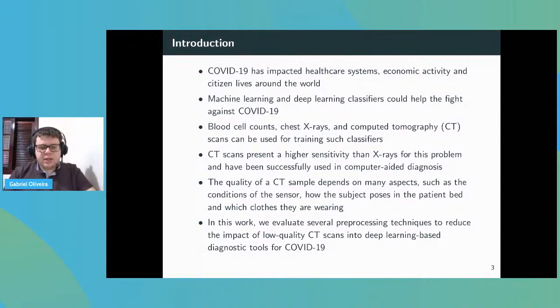Considering the CT scans, they present a higher sensitivity than X-ray images for this problem and have been successfully used in many diagnostics of diseases using computer programs. However, this kind of data has some problems. For example, the different conditions of sensors of different machines, the pose that the patients are put in on the bed, and the clothes that the patients are using. So there are many differences in the images of the CT scans from different hospitals or machines. In this work, we evaluate several preprocessing techniques to reduce the impact of low-quality CT scans using deep learning-based diagnostic tools for COVID-19.